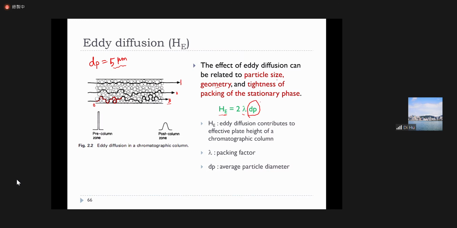So it relates to size, geometry, and how tightly they're packed, okay? Altogether, 2 lambda dp makes the contribution of eddy diffusion to the effective plate height of the column. And we know that when dp decreases, the eddy diffusion contribution decreases, and that helps to reduce the plate height. That's what we want, okay?